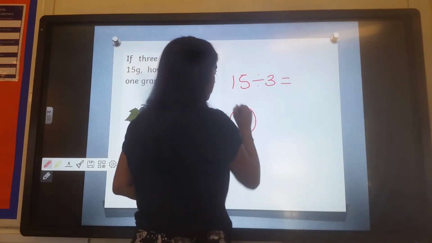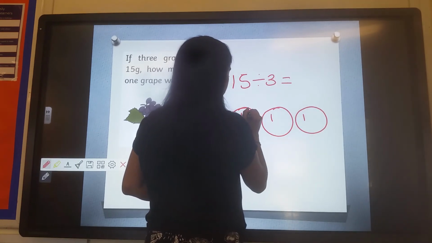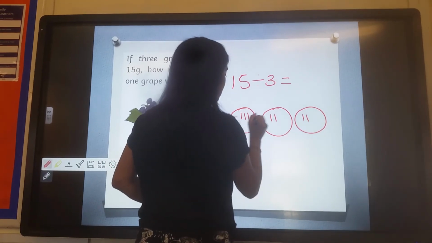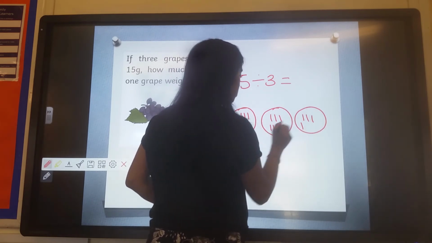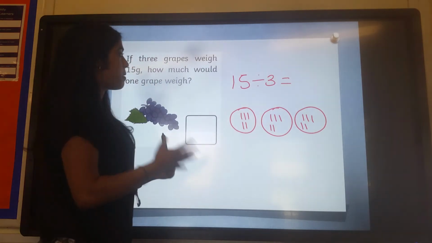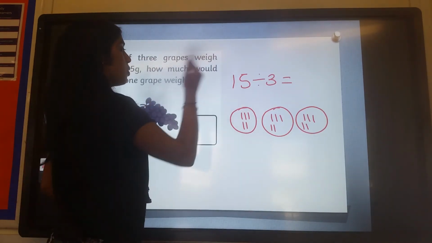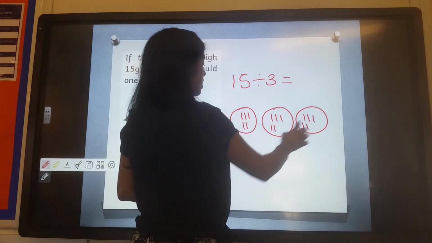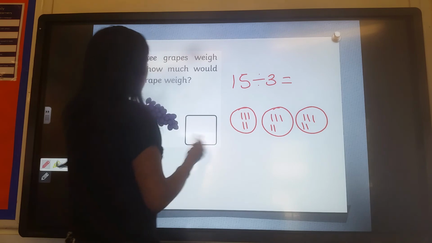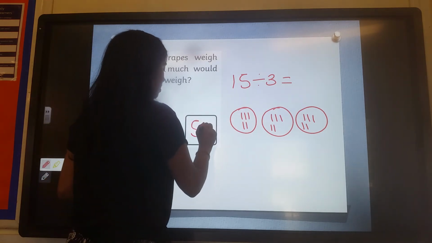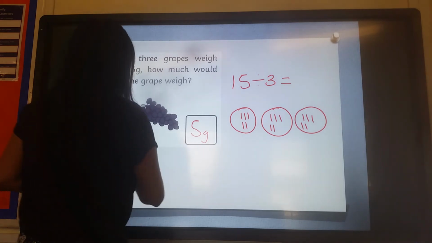Okay, so 1, 2, 3, 4, 5, 6, 7, 8, 9, 10, 11, 12, 13, 14, 15. Remember, 15 divided by 3. When I think about division, I think about sharing. So I'm sharing 15 between 3, and if I count how many there are in each share, 1, 2, 3, 4, 5, my answer is 5. So it's going to be 5 grams. Well done if you got that question correct.